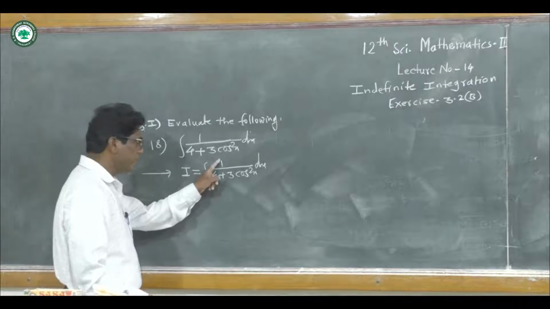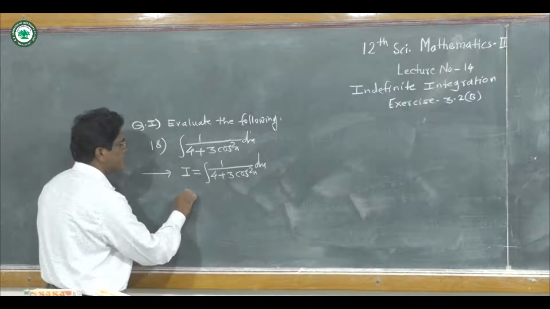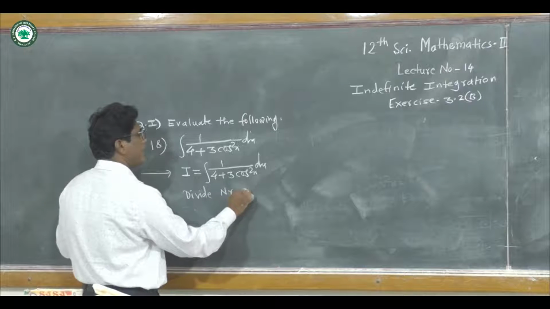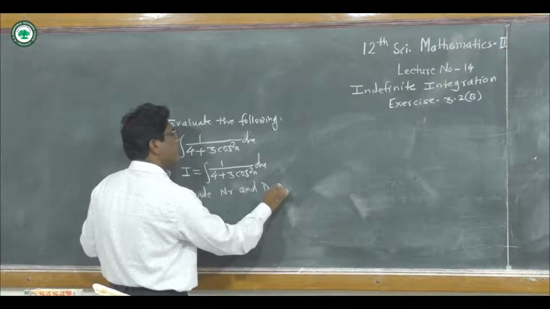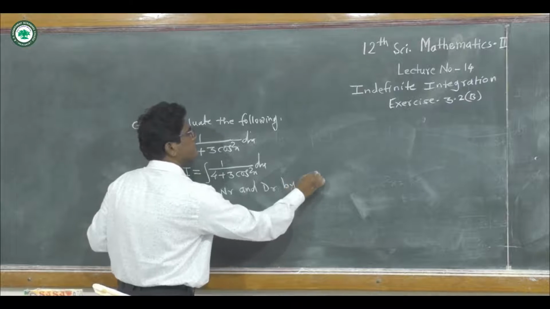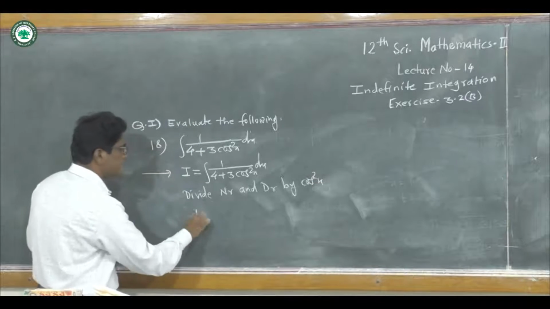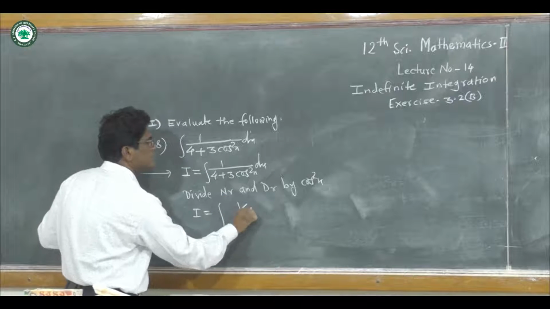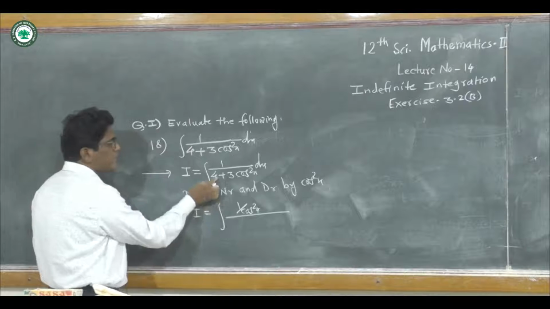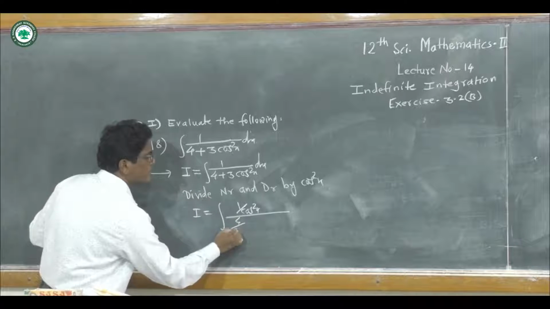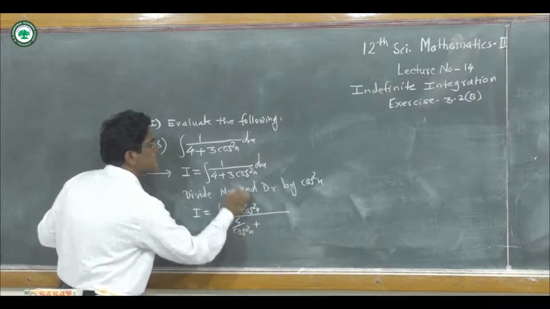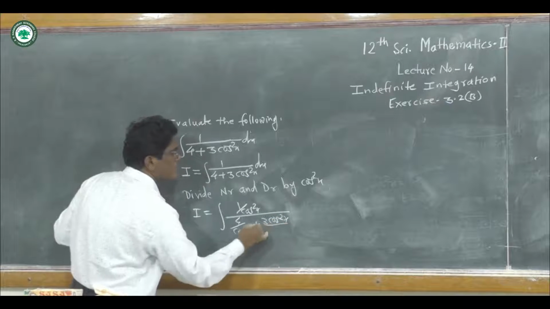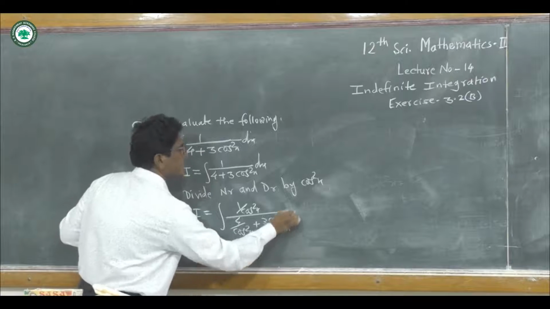Now here we divide numerator and denominator by cos square x. And therefore I is equal to integration of 1 upon cos square x, I write here 1 upon cos square x divided by 4 upon cos square x plus 3 cos square x upon cos square x, and dx.